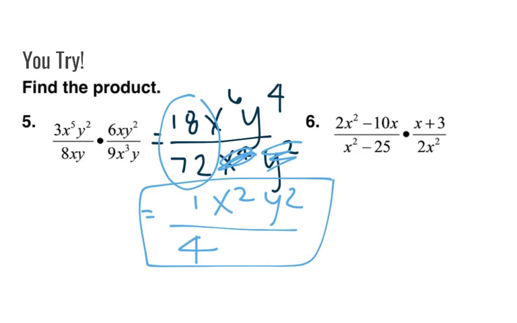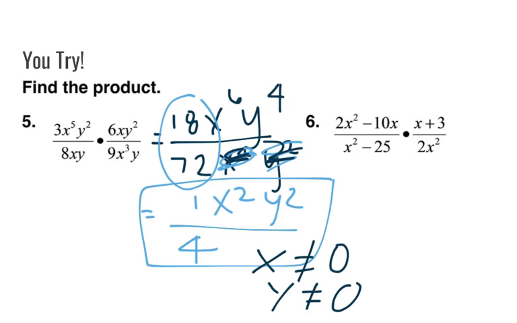So here's my answer, but you have to have this included in your answer. X cannot equal 0 and y cannot equal 0. Because otherwise, if they were in the bottom here, like they were before I canceled and simplified, that would have been a 0 in the denominator. So make sure that's included in your answer, and then you're good to go. All right, check that. I'm going to clear it and then do number 6 for you.